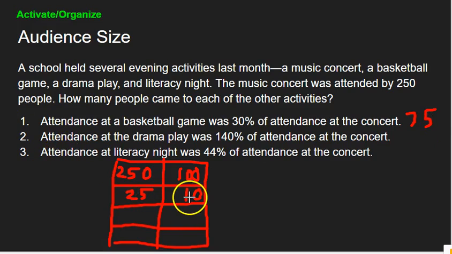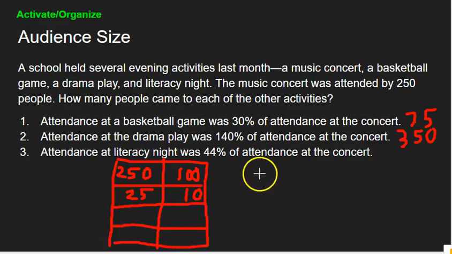Can I still use this 10% is equal to 25 for number 2? Yeah, I think I can. Attendance at the drama play was 140% of the concert. Well, if I know that this is 10%, how do I go from 10% to 140? I got to multiply by 14, right? Or I could take the 250, that's 100%, multiply this by 4 to get that 40%, and then add it to this. Either way, I should end up with 350 people.